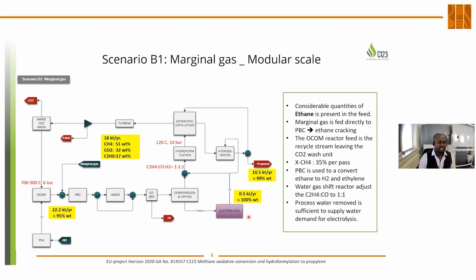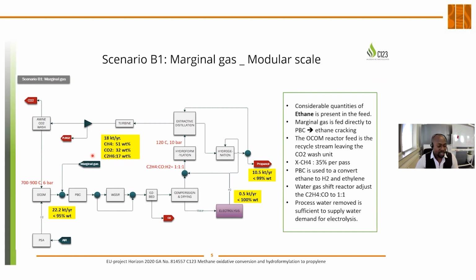The process is not very different when it comes to the marginal feed gas. The idea is that the marginal feed gas is usually located in a very remote area, and for this case, we assumed Russia as an option. There are a couple of marginal feed gases available there. The most interesting thing about the marginal feed gas is that there is ethane present in the feed.